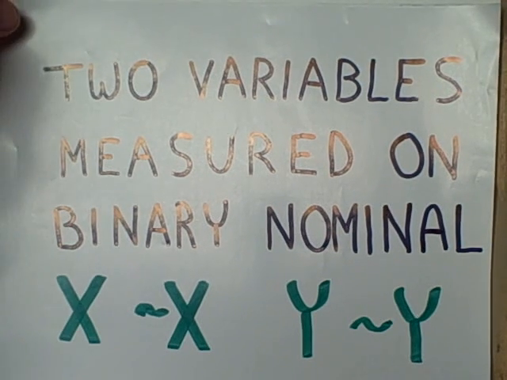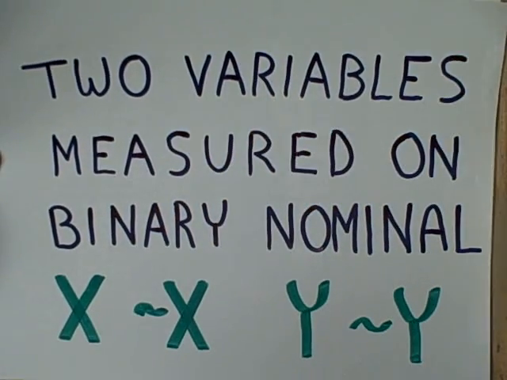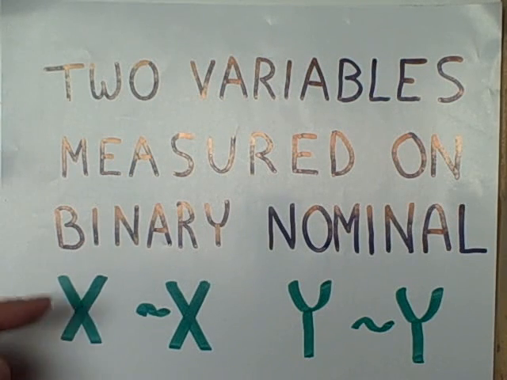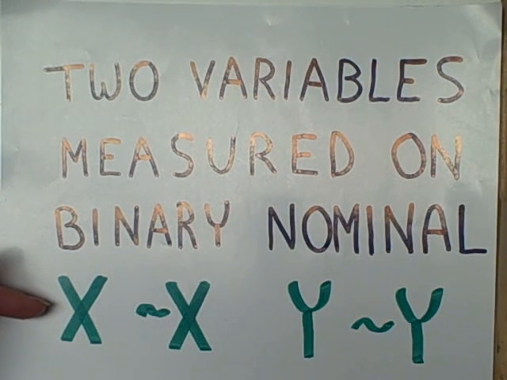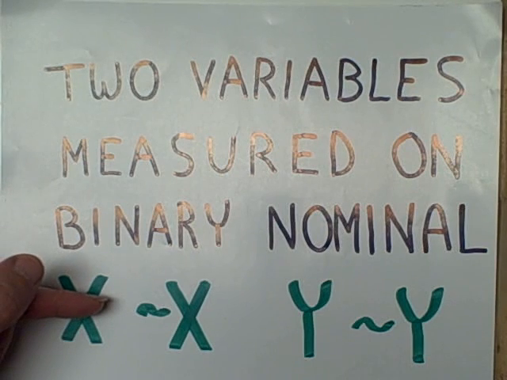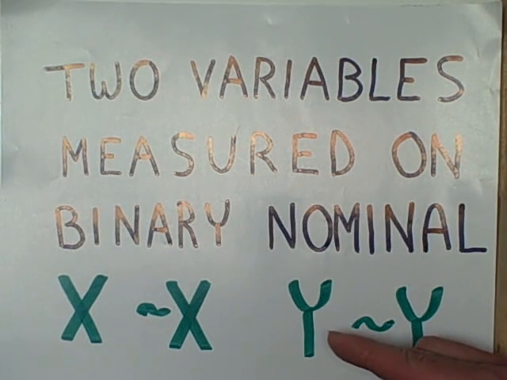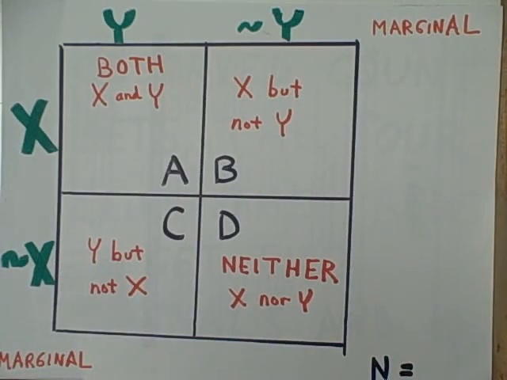The relationship as measured when each variable is actually a binary nominal scale, so that we have these two variables, x and y, and each particular case can be classified as having predicate x or not having predicate x, as well as having predicate y or not having predicate y.